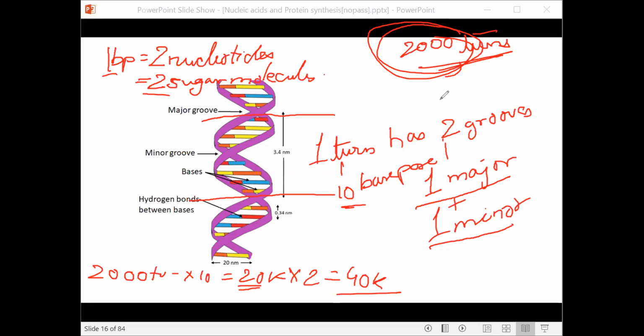I'm not saying it will always come with 2000 like that, but this correlation between the turns, the grooves, and the base pair number can be asked. Numerical type questions can be asked in your NEET exams. These values are expected from you to remember. The question may not provide them, that one turn will have this much, and based on that you solve.